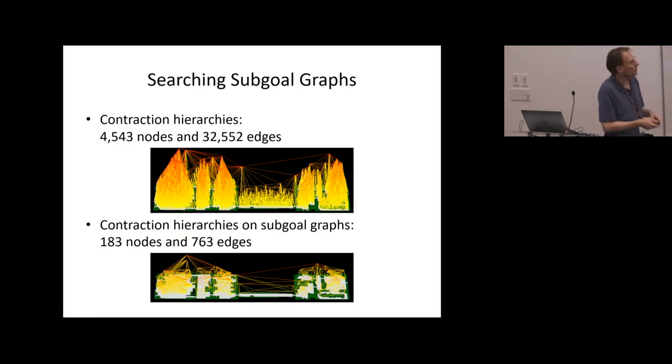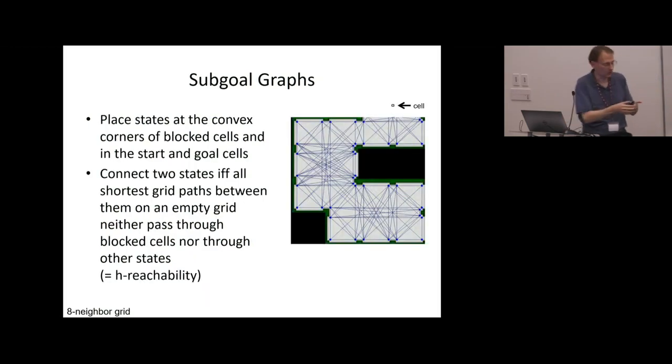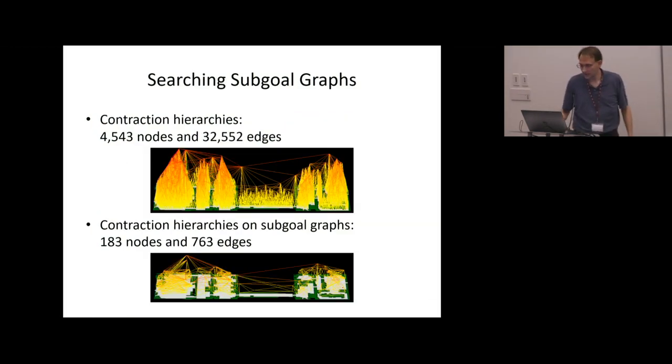So I told you about these contraction hierarchies, right? And I showed you this particular slide, and I built a contraction hierarchy. What if instead of building the contraction hierarchy on top of the terrain, I first build a subgoal graph, and then on top of that, I build a contraction hierarchy? Right? Because after all, this is just a graph, so I can use contraction hierarchies to accelerate searching this graph. And here's how it looks.